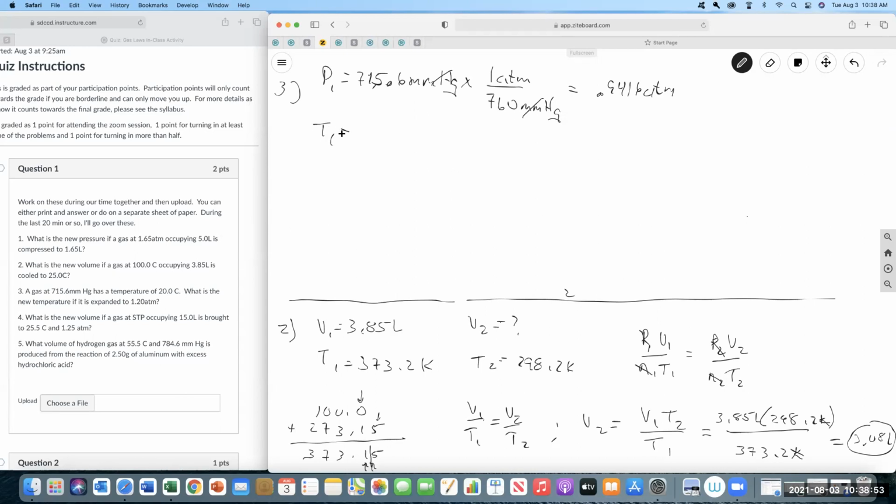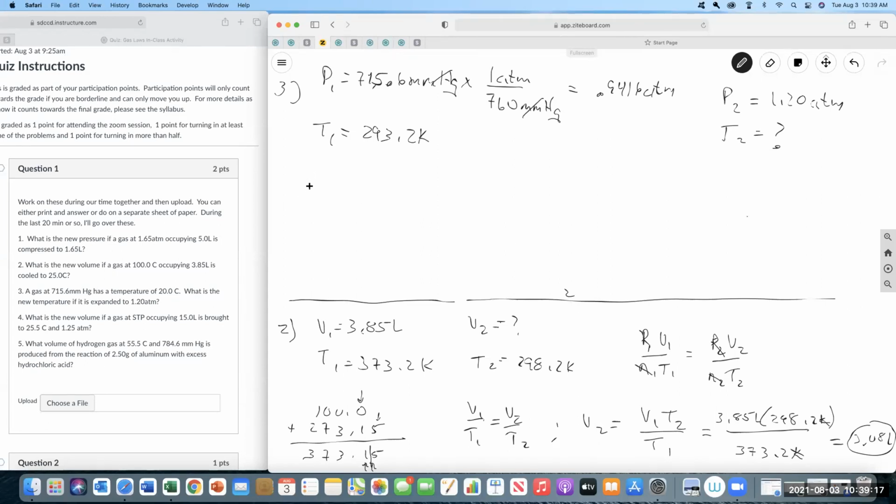All right, T1, okay, it's 20 plus 273, so it's 293 K. New temperature, if it's expanded to 1.2 atmospheres, so P2. See how this pressure is in atmospheres, so you want them both in the same unit. And then T2 is what we're trying to find.